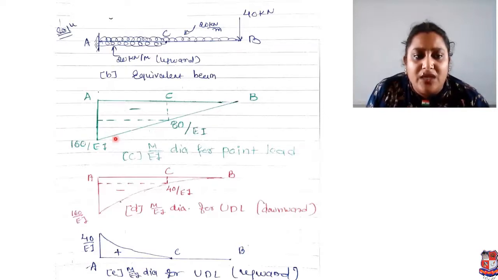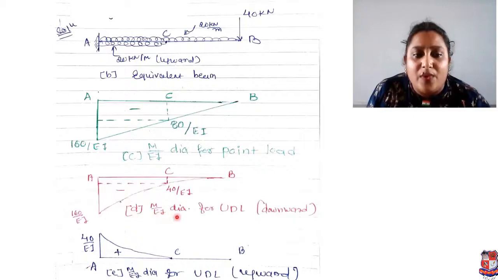these values we have considered for our moment. 160, 80 we considered for our point load. For the point load, whatever moment we have taken, we converted it into the M upon EI diagram. So similar triangle here, 80 upon EI, 160 upon EI, similar to the previous slide. Whatever moment we have calculated for downward and upward UDL, for that we have to plot the M upon EI diagram. For that, the moment we have already calculated in previous slides.